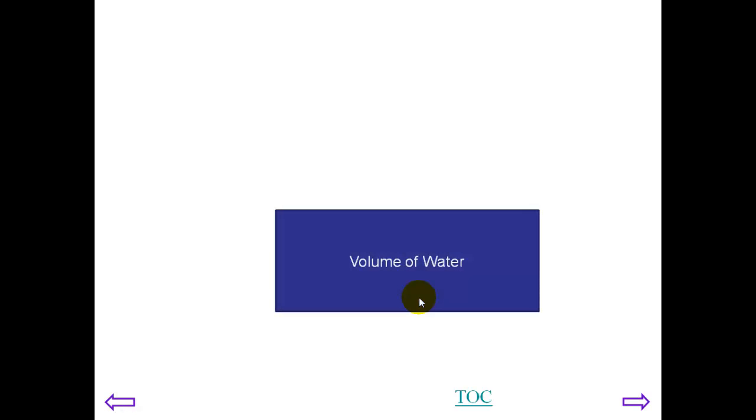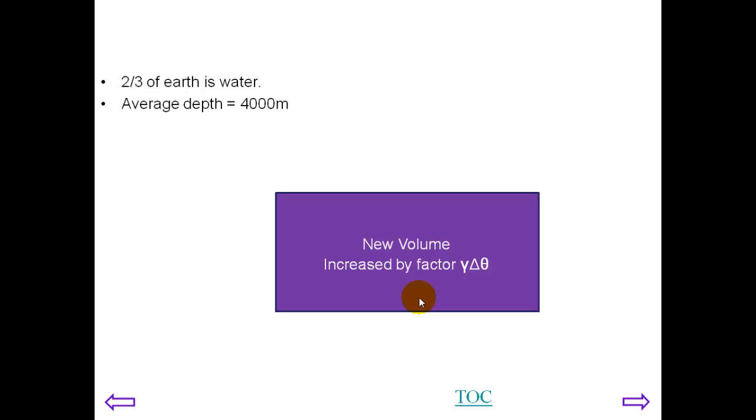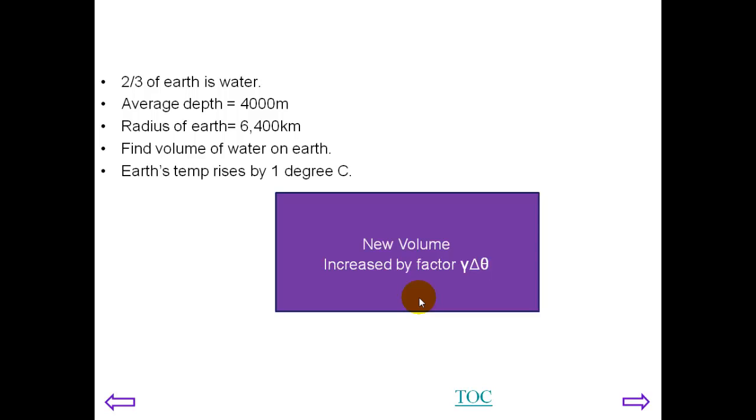We can do it in a simpler way. Let's assume that it's just going to be a vertical change in the volume of water. So it just increases vertically by a factor of gamma delta theta. Remember again, 2/3 of the Earth is water, average depth is 4,000 meters, radius of the Earth is this. Find the volume of the water on the Earth, and it goes up by 1 degree.